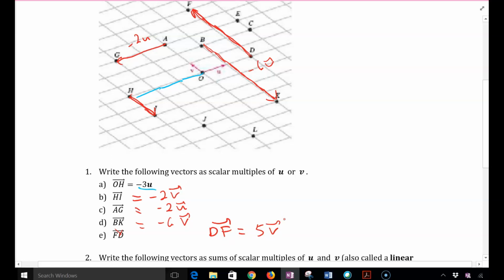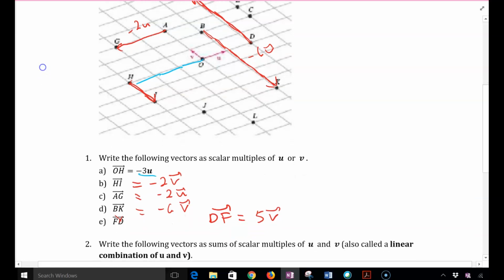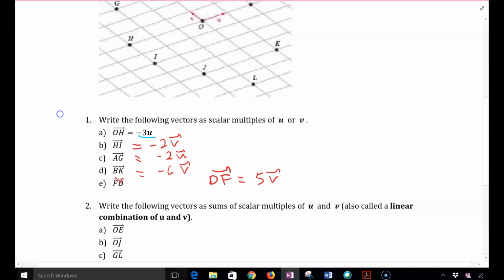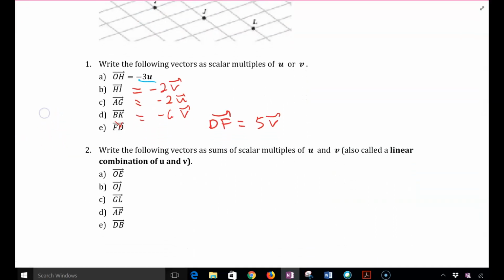All right, I'm going to erase this, and then we're going to do the next example, which is dealing with linear combinations, which are sums of scalar multiples of u and v. All right, so moving on to that example, again, we're talking about a linear combination of u and v, which is defined as a sum of scalar multiples of u and v. So the vectors we're going to be writing down now are going to be a multiple, I'll say c1 times u, plus another multiple, say c2 times the vector v.